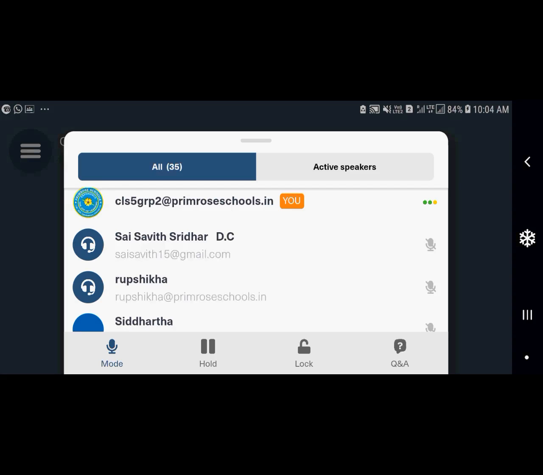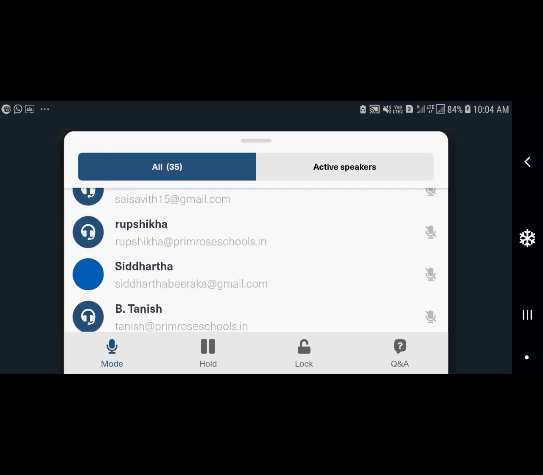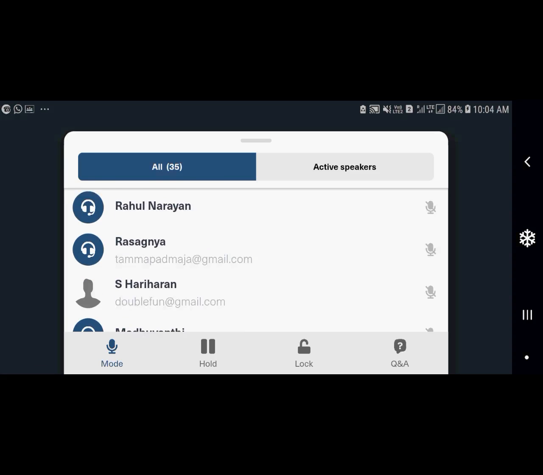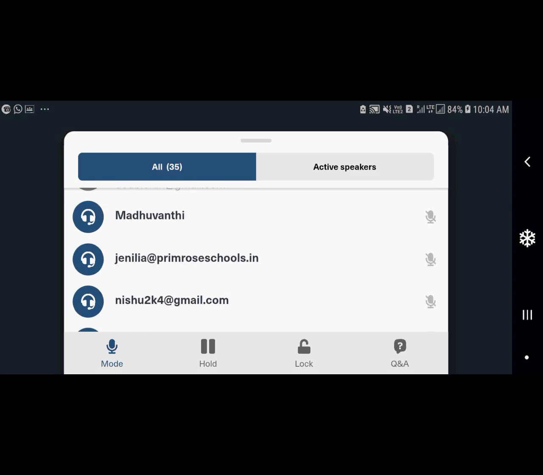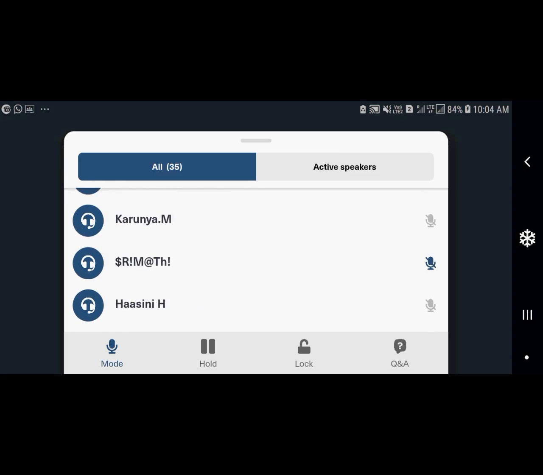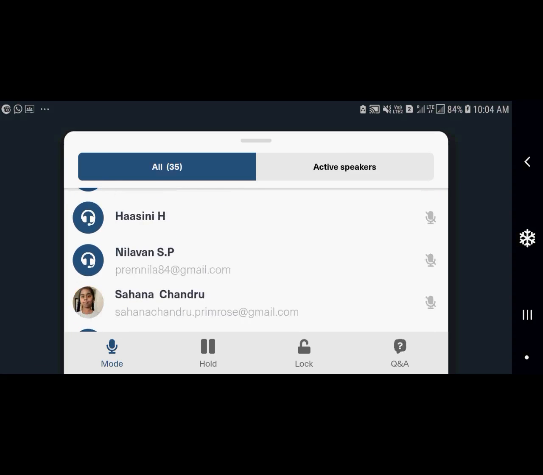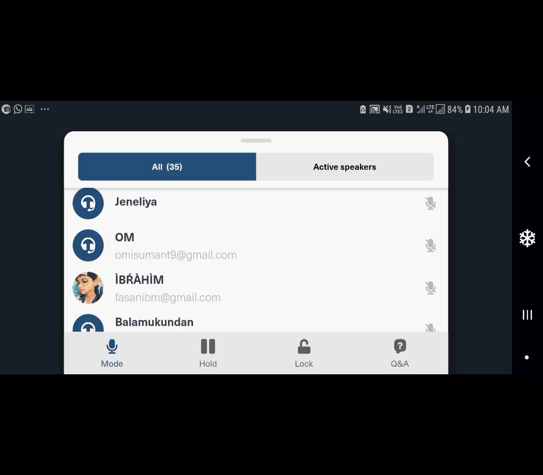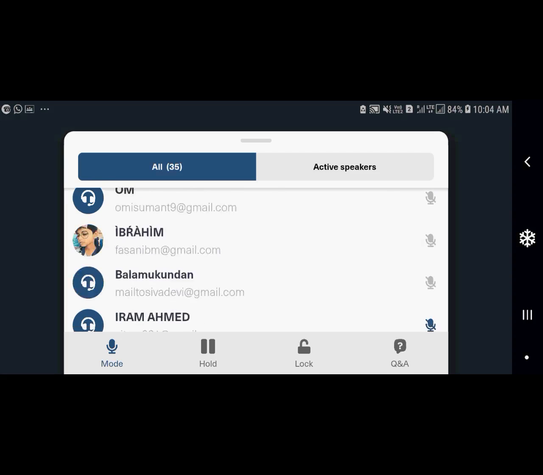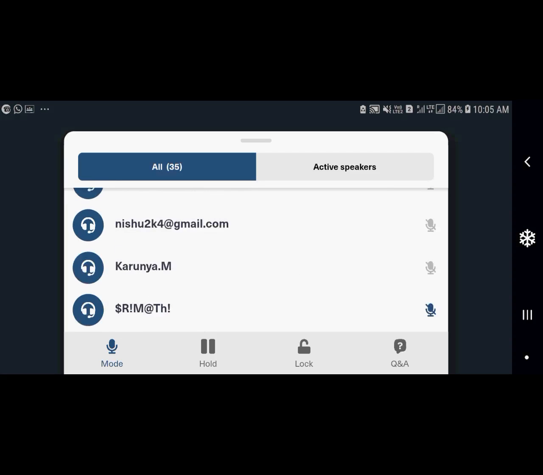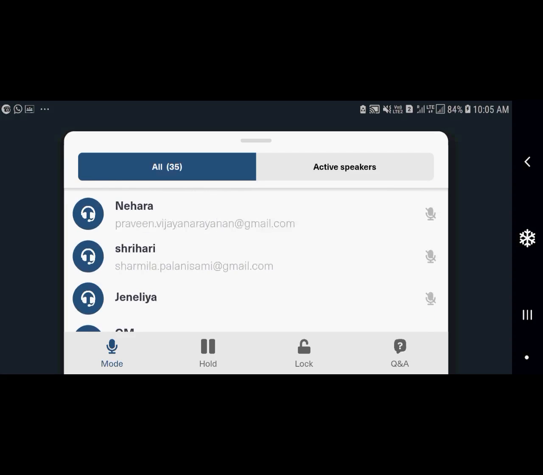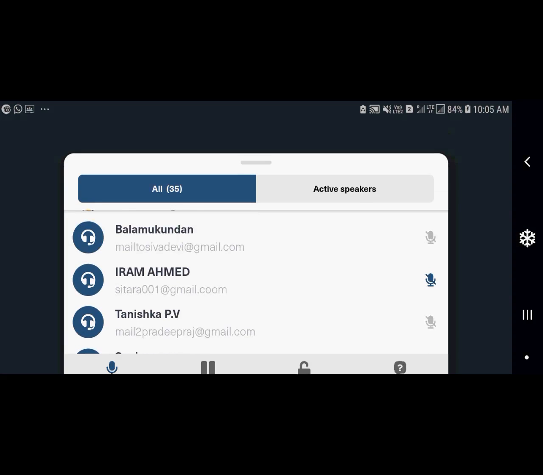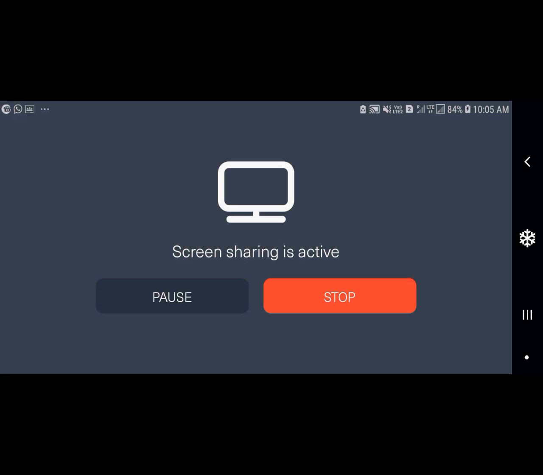Sai Savit, are you able to do it? Rupshika, Sanish, Kezia. No response is coming from Madhuvanti, Jenilia. Come on, I want all of you to understand and do it. Sahana, Kevin, Om Suman. Nehara, Natasha, are you all able to do it? Ibrahim, please apply the rule.